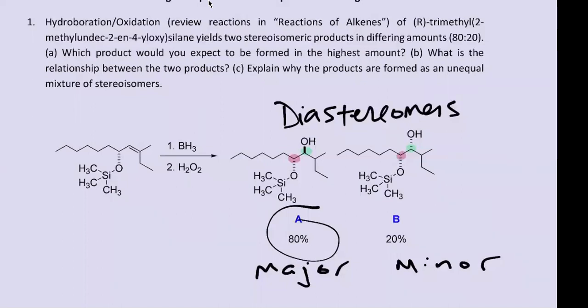Anybody? What is it about the starting material that's going to make the product distribution unequal to begin with? One is achiral. And then the other one is what? Which one is achiral? The BH3. Yes. So the alkene is chiral, isn't it? You've got a chiral center next to your reactive site, right here. So that's where your bias is going to come from.